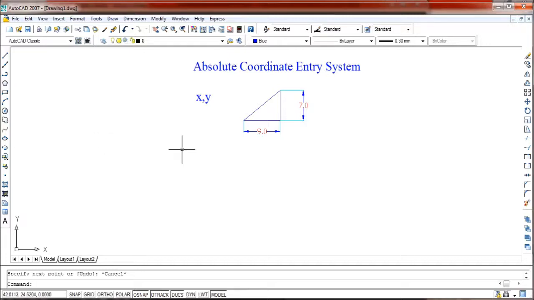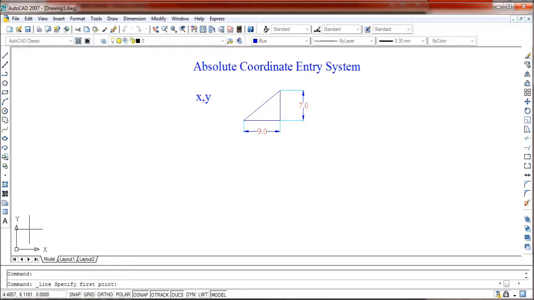To draw this triangle, I have to use the line command since there is no triangle command under the draw toolbar. So let me start the line command. I can simply start it by clicking the icon from the draw toolbar, since using the draw toolbar is the easiest method of entering commands as per the discussion made in the previous tutorial. So click on line command. After clicking on line command, I have to look at the command line. The command line is requesting me to specify the first point.